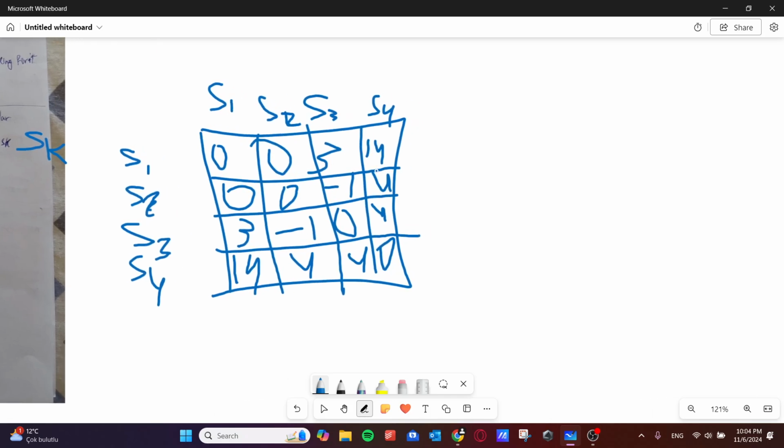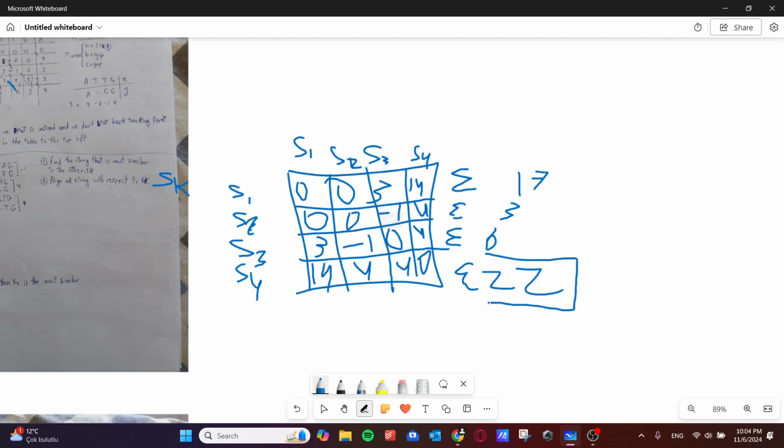So here, as you can see, the sum of this row is 0 plus 0 plus 3 plus 14, so it's 17. The sum of this row is 3: 0, 0, minus 1, 4, so it's 3. Here the sum is 6. Here the sum is 8 plus 14, which is 22.